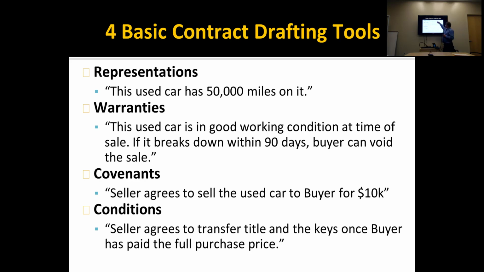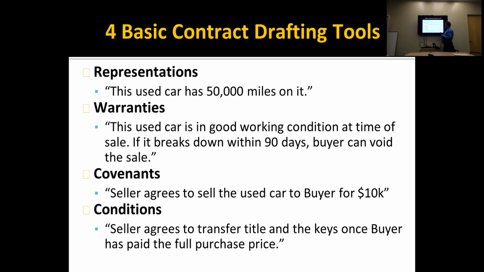So if I took this example further, I might say the used car has 50,000 miles on it. If somehow that's not correct, then you get to take $1,000 off the price for every 10,000 that's off or something like that. That would be a warranty. Okay. And similarly here, this car is in good working condition. However, if it breaks down in the next 90 days, you can void the sale. That's another fact with a backup promise. Okay. So look for something like that in a contract.